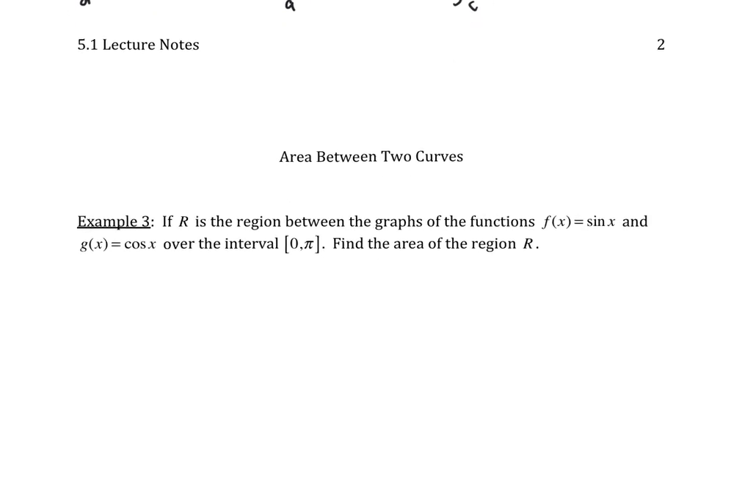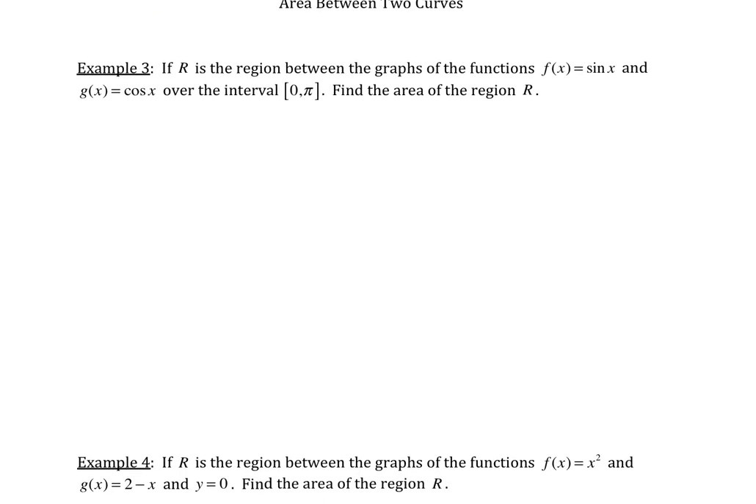Let's take a look at example 3 over here. If R is the region bounded between the graphs f of x equal to sine of x and g of x equal to cosine of x over this interval from 0 to pi, let's find the area of the region R. So I'm going to pause this video for a second and draw a graph of the situation.